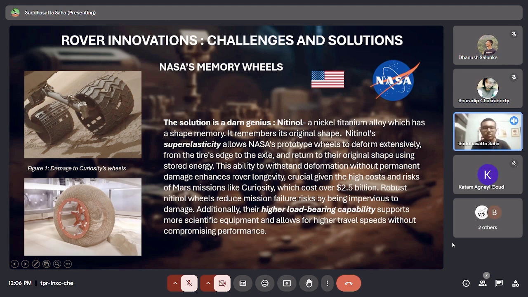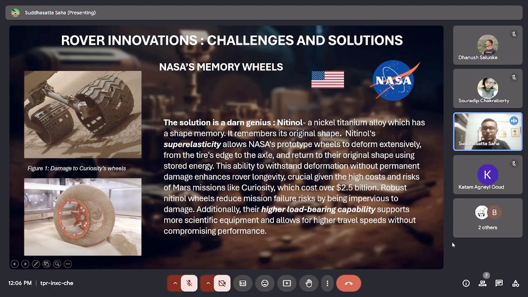But the lunar rovers had lightweight steel mesh wheels. Like, this is a solid continuous wheel surface, but they had some sort of steel mesh wheels. But this is again a wheel made up of nitinol, and it is not only increasing the lifespan, it is also cost effective, because you all know, and I have given a figure here, 2.5 billion is the cost of a Mars mission, like Curiosity or Perseverance for that matter.